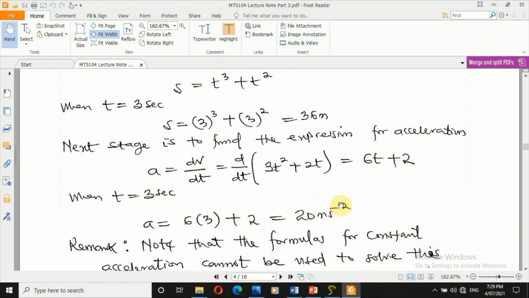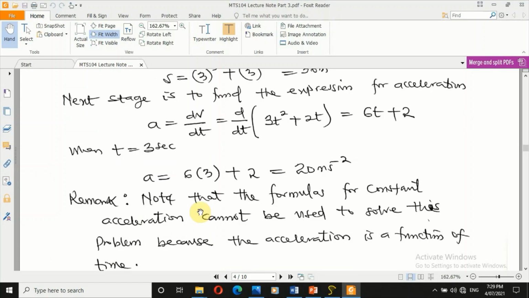Then you have 20 meters per second. So at exactly 3 seconds after the motion, the acceleration is 20 meters per second squared. Now there's a remark here. Note that the formula for constant acceleration cannot be used to solve this problem because the acceleration is a function of time. Look at what I'm saying.